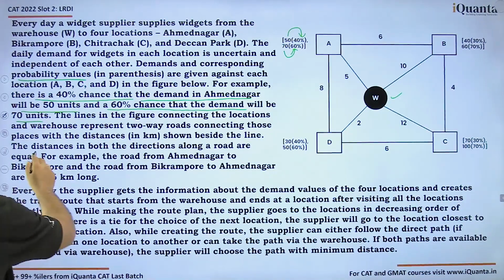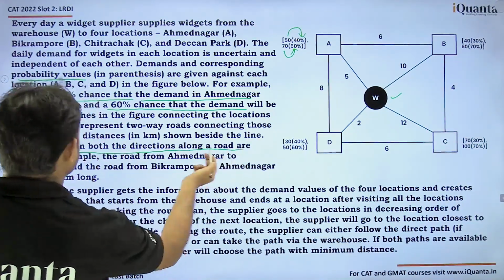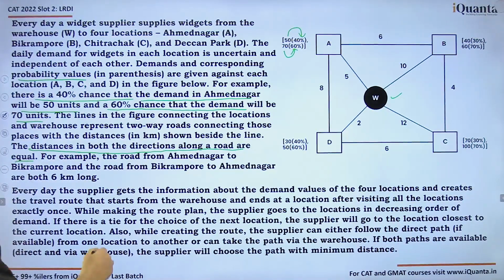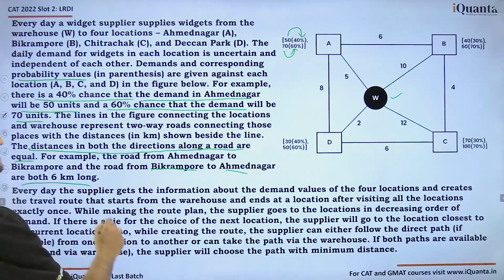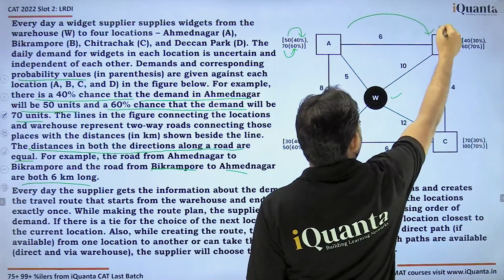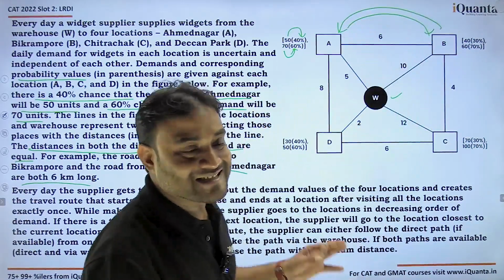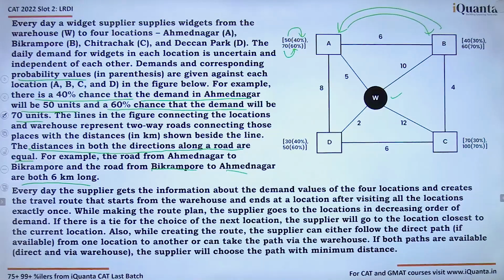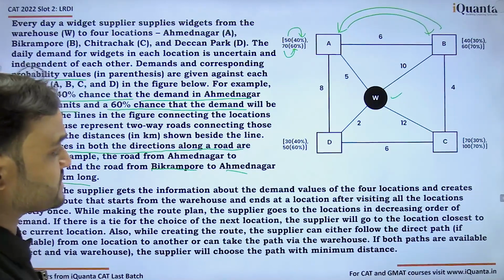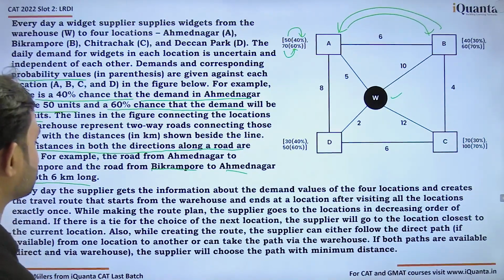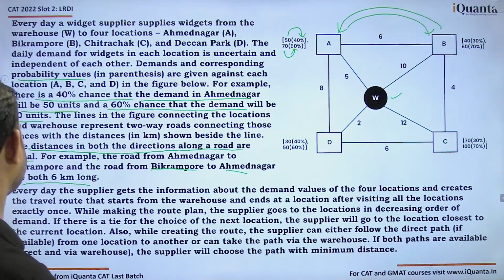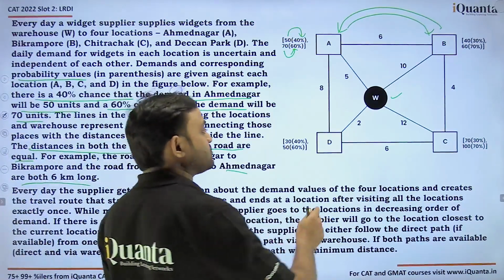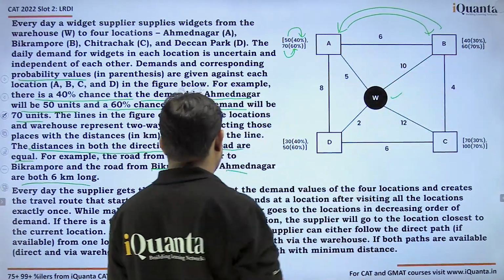Now it says the distances in both directions along a road are equal. For example, the road from Ahmednagar to Vikrampur and the road from Vikrampur to Ahmednagar are both 6 kilometers. Next, it says every day the supplier gets the information about the demand values of the 4 locations and creates the travel route that starts from the warehouse and ends at a location after visiting all the locations exactly once. So we cannot go twice to any of these locations A, B, C, D.